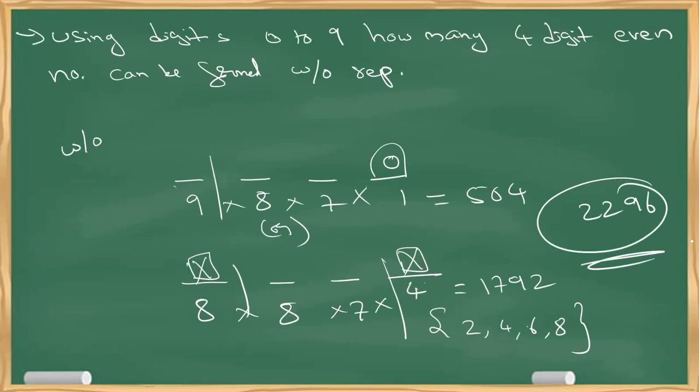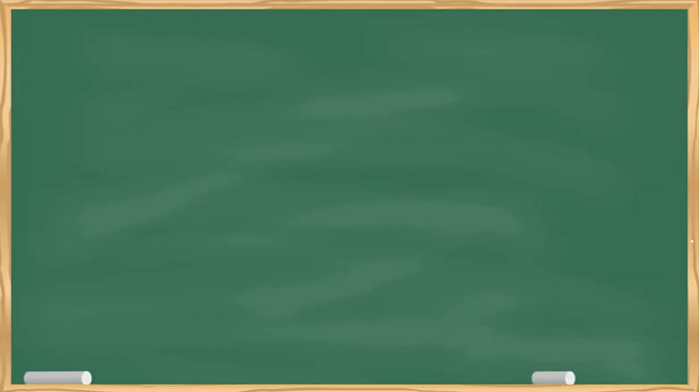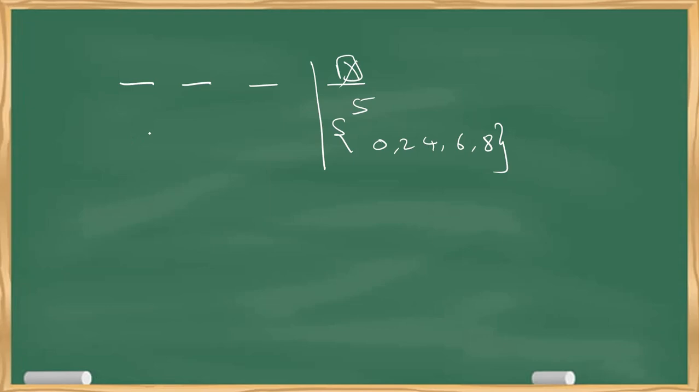So the same question I can solve with one more method. Okay, let me explain that. Here, I am excluding the condition where 0 can also be in the first position. So when I do it like this, what do I get? 0, 2, 4, 6, 8. So 5 possibilities. Then 9, 8, 7. If I multiply, I get 2520.